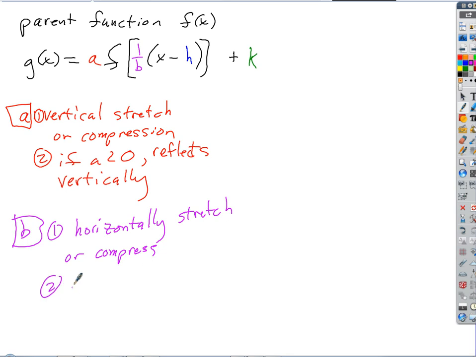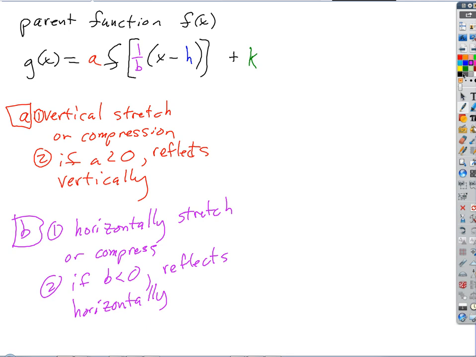And what if B is negative, what does it do? How does it reflect it? Horizontal, yeah. Okay, good. So there's what A and B do.